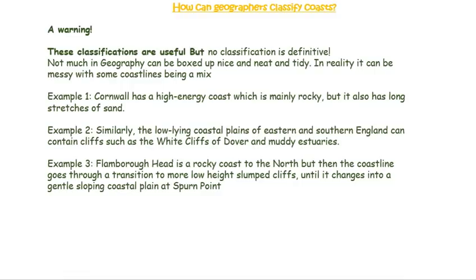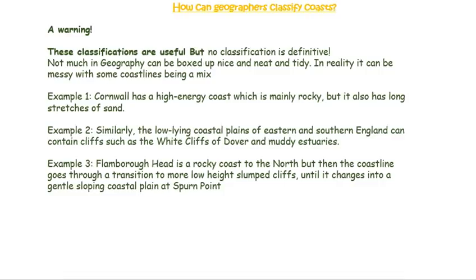But as with a lot of things in physical geography and the natural world, although they're useful, beware of boxing things up nice and neat and saying, well, this whole stretch of coast is a high energy environment with resistant lithology, because not too far away, you might find an example of a coastal plain with a lagoon and a sandy beach, and it might seem a bit confusing. So in reality, geography can be a little bit messy, yeah?